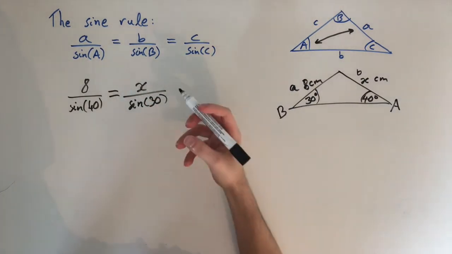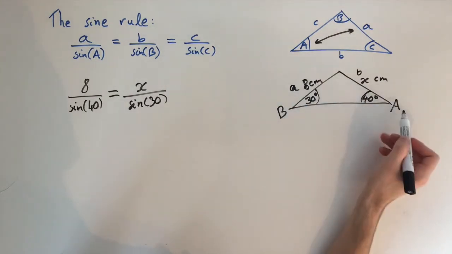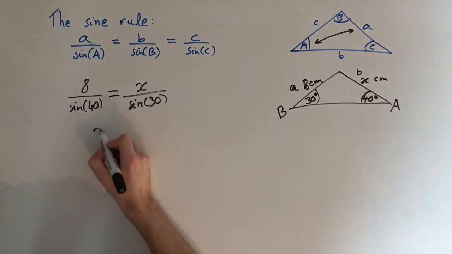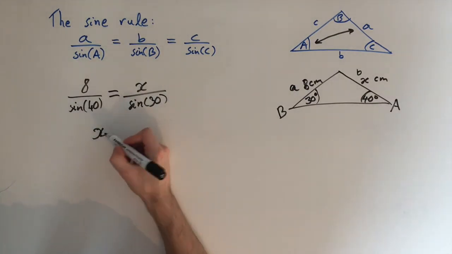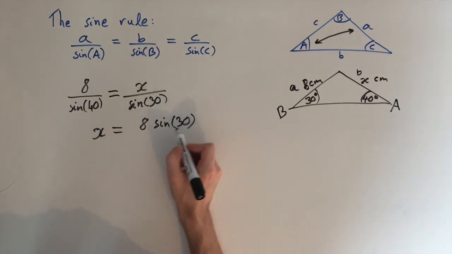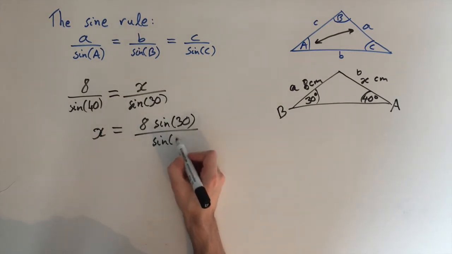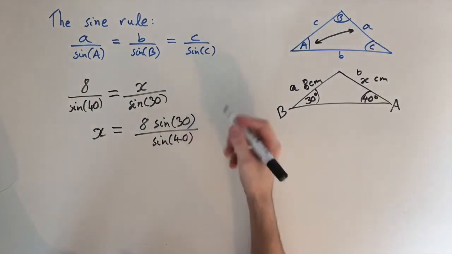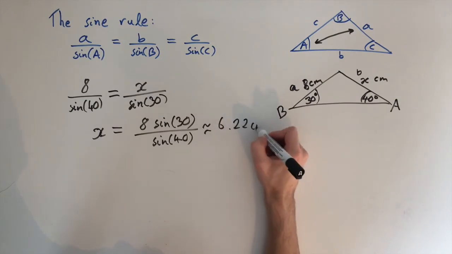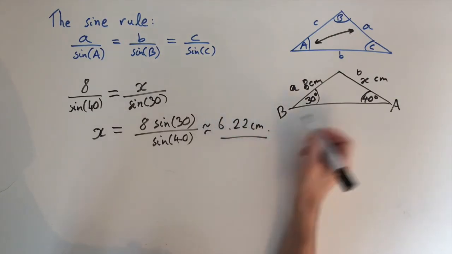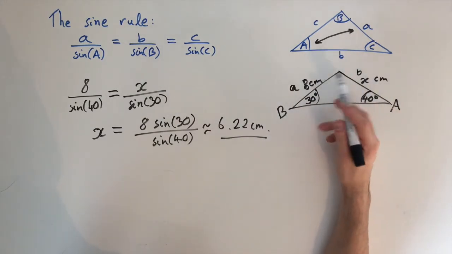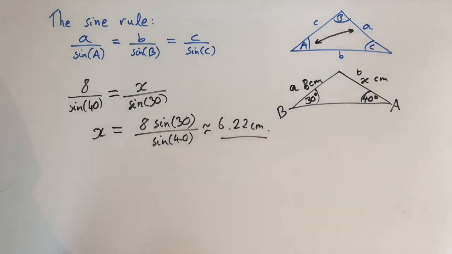And now we can just solve for x. Typically the hardest part of this problem is to just identify which are your variables that you want to find out. So now we can just rearrange for x. If I just multiply by sine of 30, this gives us 8 times sine of 30 divided by sine of 40. And you can plug that into a calculator, and this comes out as roughly 6.22 centimeters. And this is the missing length of this triangle. So now we're going to do a similar example, but instead of finding the length, we need to find the missing angle. So I'm just going to rub it out and then we'll look at it.